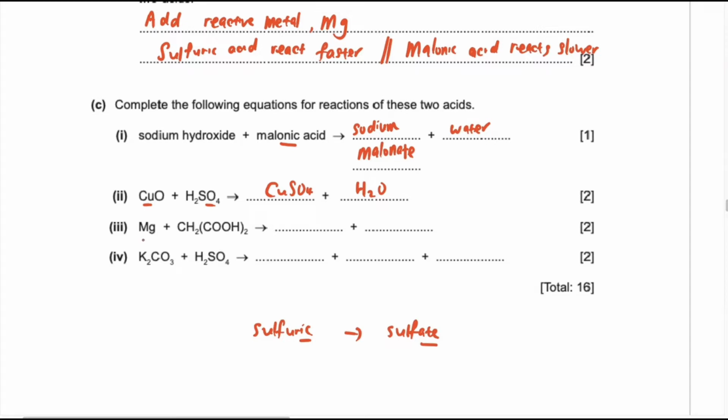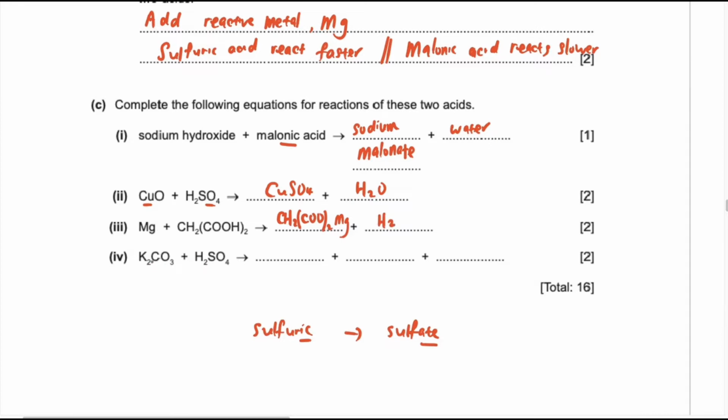So reactive metal plus acid should become salt and hydrogen gas, if you still remember the notes. So the salt, CH2(COO)2, loses 2 hydrogens from here, so it becomes an anion with negative charge. Then magnesium will come there to form the salt, and then hydrogen gas, H2.